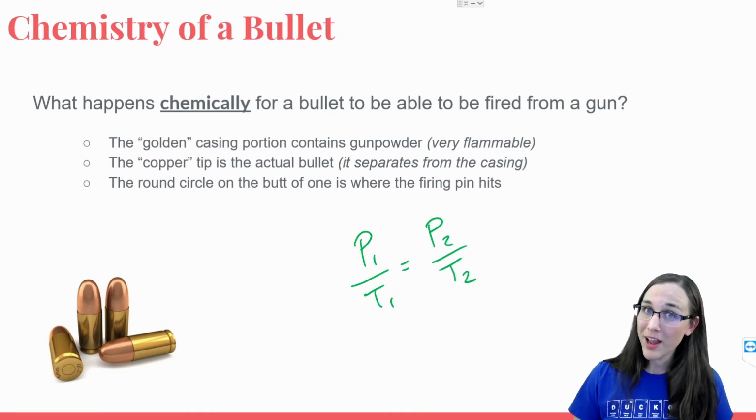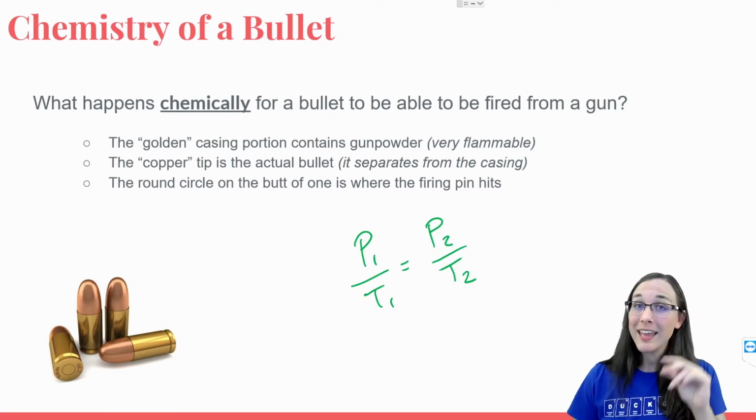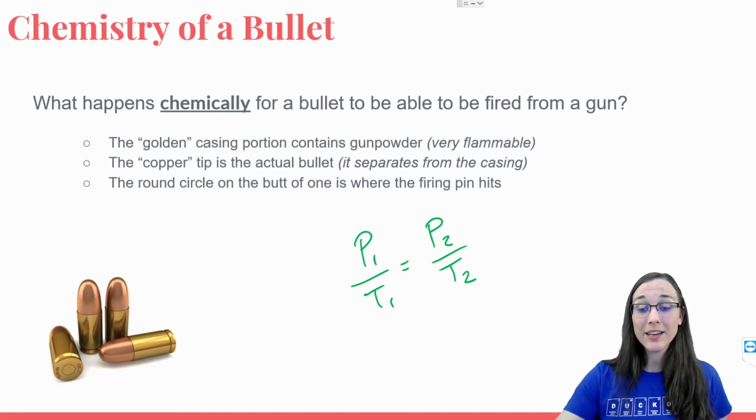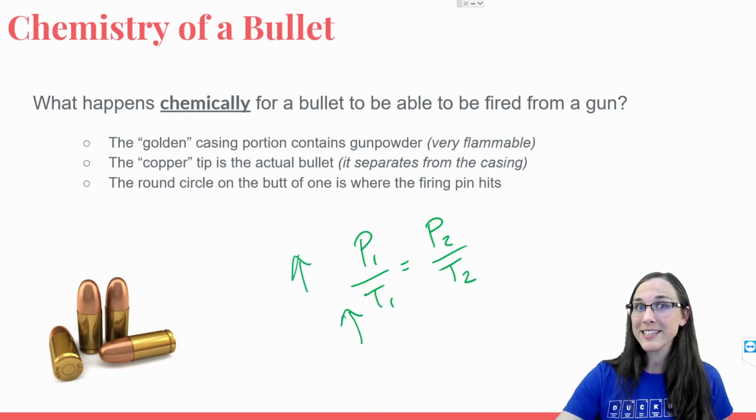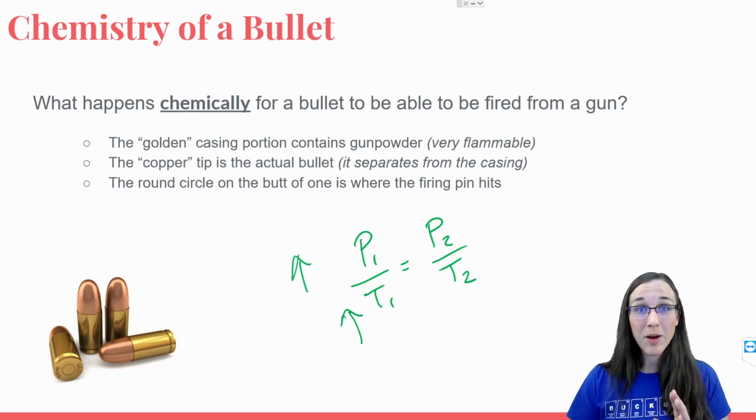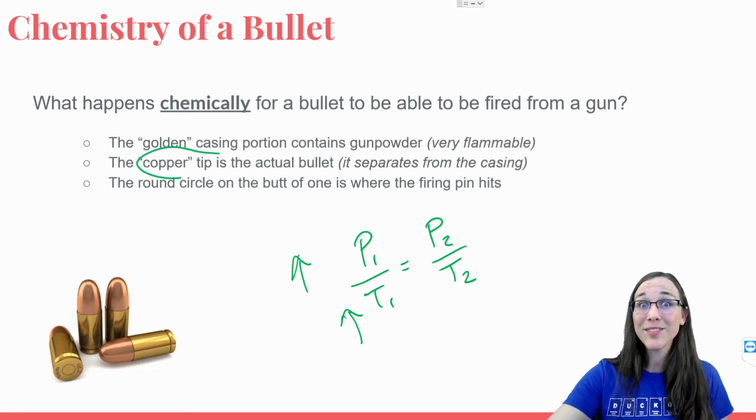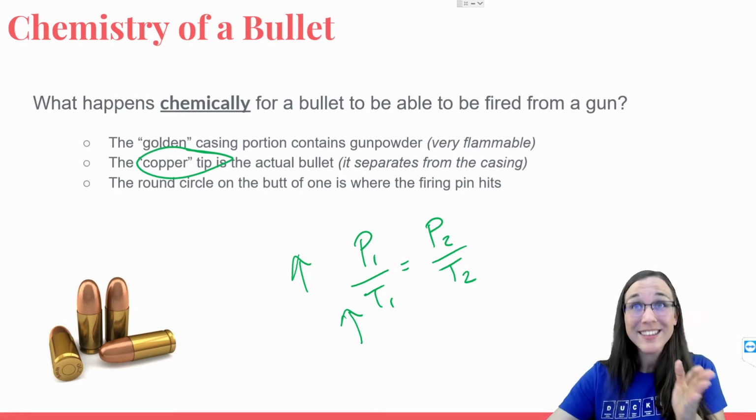We know that when the firing pin hits that butt on the casing, it ignites a spark on the gunpowder, which causes the temperature to increase. If the temperature increases, we know that the pressure also increases. With the increased pressure of the gas molecules on the inside of the barrel, that's enough force to propel the bullet, or the copper tip, out of the gun barrel and as a projectile into space.